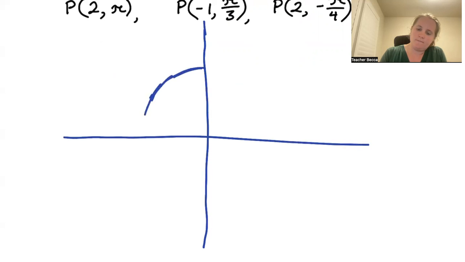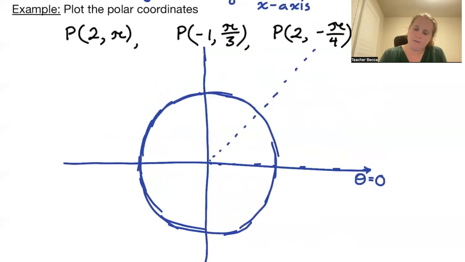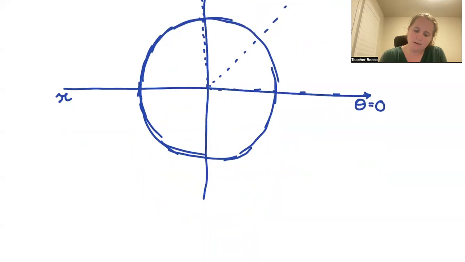In the coordinate system, let's draw a circle centered at the origin. Then we have various angles. We know that the positive x-axis corresponds to theta equaling 0. Then we have pi over 4, halfway between the x-axis and the y-axis. The positive y-axis corresponds to theta being pi over 2. The negative x-axis corresponds to theta being pi. The negative y-axis corresponds to theta being 3 pi over 2.